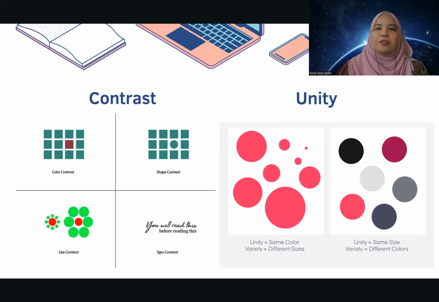Okay, the second one is unity. So unity, for me, I've always thought that unity is like having the same theme. For example, in a presentation slide, the different pages, the cover page, the body, the conclusion, they all look like they belong together. The elements are repeated in each of the slides. We were also taught that unity doesn't have to be the same color or the same size. It can be a variety of unity.